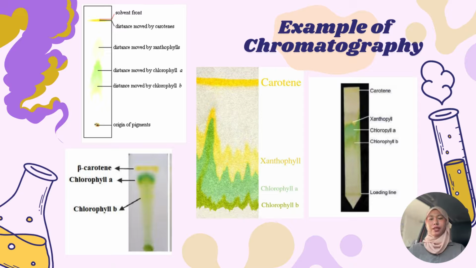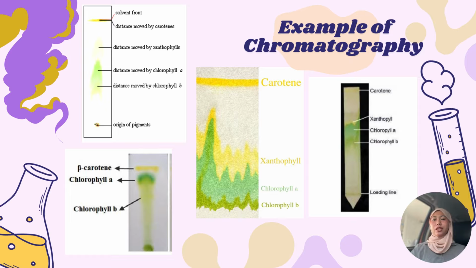Four distinct pigment bands are visible at different heights on the paper, corresponding to carotene, xanthophyll, chlorophyll A, and chlorophyll B. The solvent front is clearly indicated at the top, showing the maximum distance traveled by the mobile phase. In all examples, carotene is observed closest to the solvent front, indicating that it traveled the furthest distance and is the least polar pigment. Xanthophyll migrated slightly less, followed by chlorophyll A, while chlorophyll B remained closest to the origin line due to its higher polarity and stronger interaction with the stationary phase.